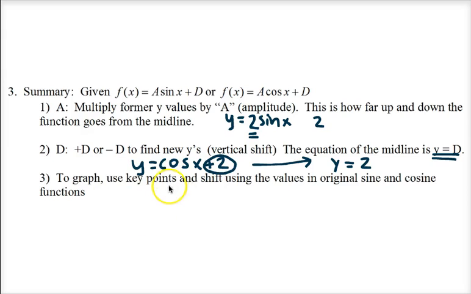No matter what you're multiplying the y values by or adding or subtracting from the y values, to graph you're always going to want to use your key points and shift to help you replot your sine and cosine. So we're going to be looking at the parent function and then either multiplying y values by the amplitude or adding or subtracting something for the vertical shift.